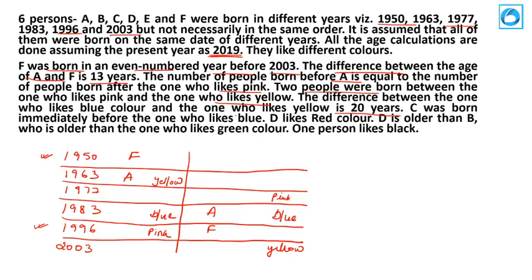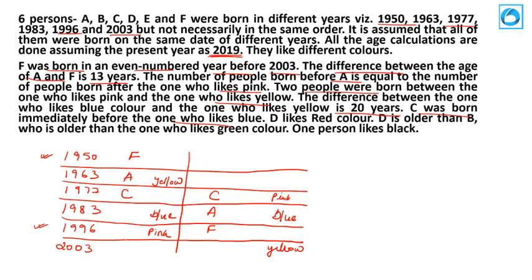Then we have D likes red color. C was born, let's see this one. C was born immediately before the one who likes blue. So let's place C here. In this case also C will be 1977, right? So let's see. D likes red color. D is older than B.